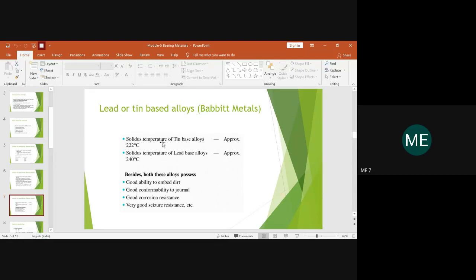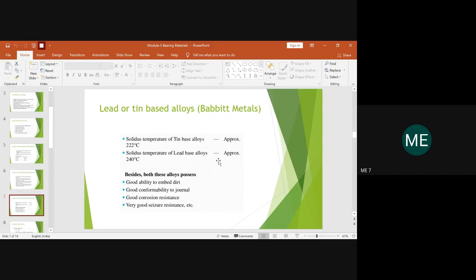And solidification temperature, if you go for tin based alloys, is approximately 222 degrees Celsius. It means if you think about making a bearing using these tin based alloys, you should see that the temperature should not go higher than 222. It should not be near to 222 also. It gets melted because the solidification temperature is near to it. And hence the upper limit you can go only nearly to 180 degrees Celsius or so, so that the bearing material will be safeguarded from the temperature effects.